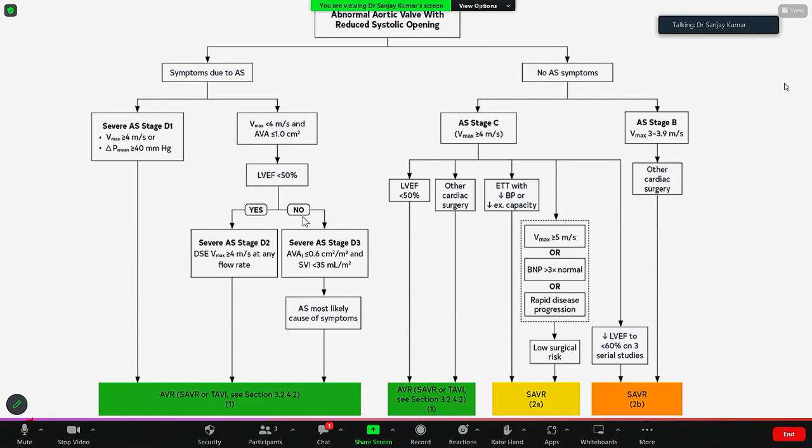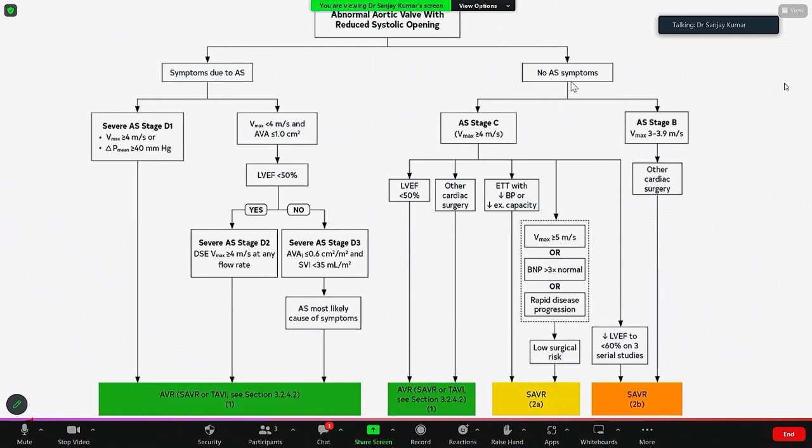And if it does not, then in that case, if the orifice and stroke volume index is less than 35, then certainly the patient has AS as the most likely cause. Then in that case the patient should be subjected to a high risk surgical AVR or TAVI, and this forms the class 1 indication.